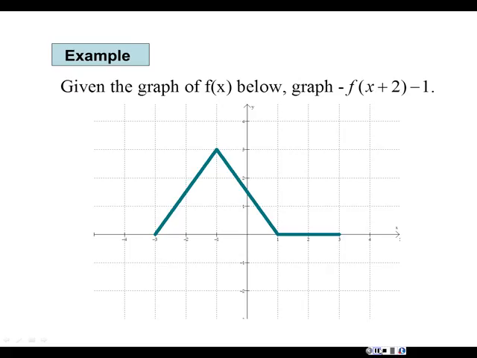Now, what is the next step? Remember the sequence. We have a reflection here, right? We do the reflection before the vertical shift because the vertical shift has the least preference. We do that at the end. So the reflection about the x-axis, right?